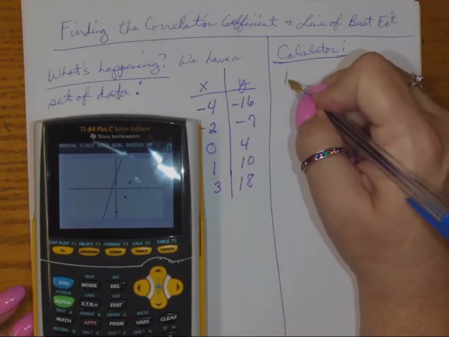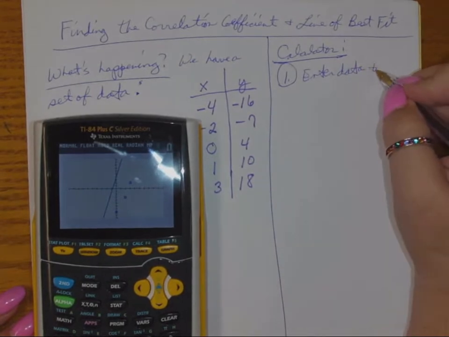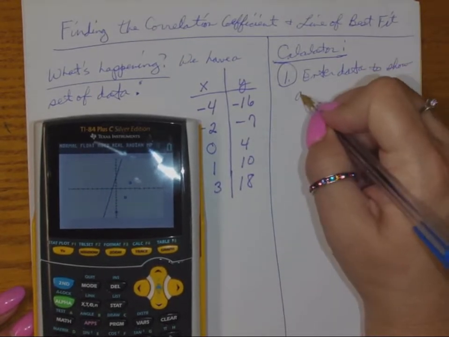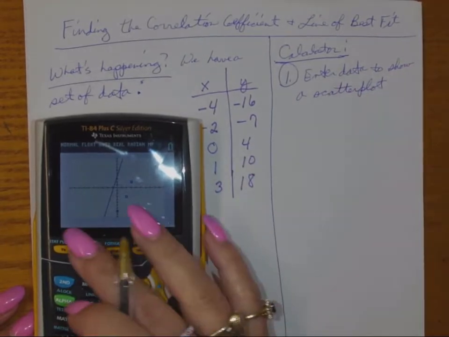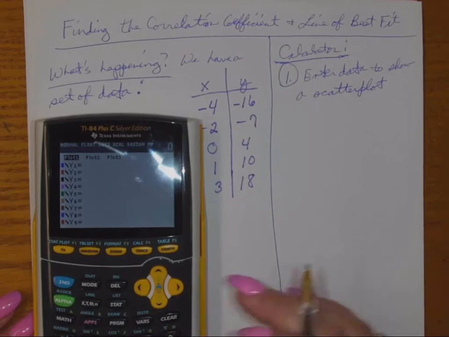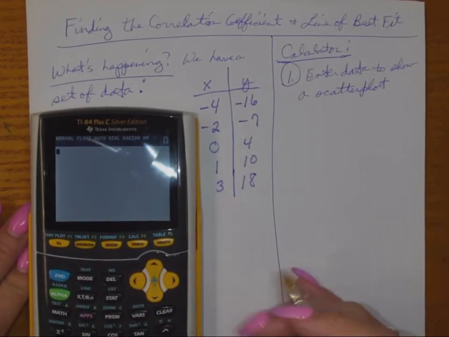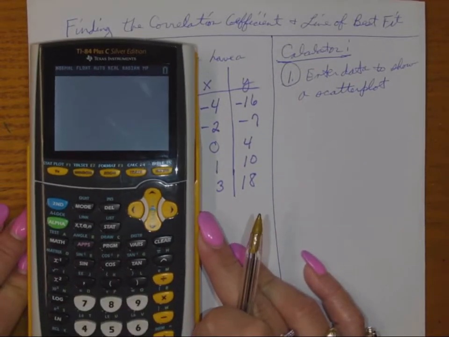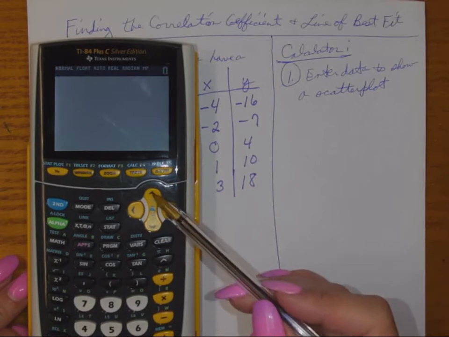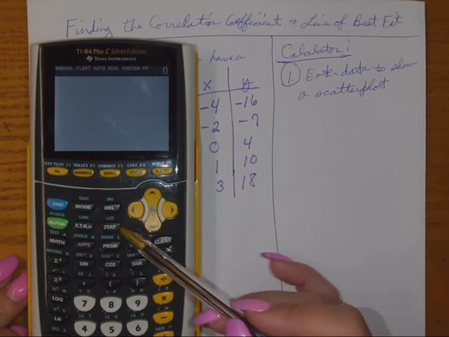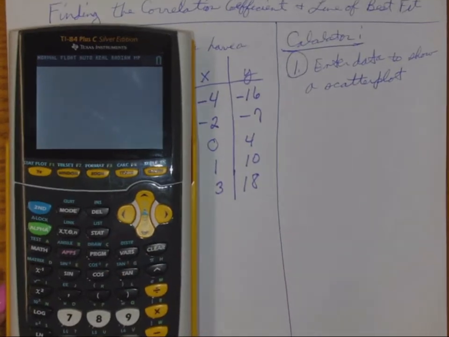So number one, we want to enter our data to show a scatter plot, because we've got to have the scatter plot before we can decide what it needs to look like, right? So I'm going to delete that. All right, so here's how we go. First thing you're going to do is locate your statistics button. I'm going to stick it right here. Hopefully we can see it. On a TI-83, 84, that kind of stuff, you have these up, down, side to side buttons, and the stat button, statistics, zoom just a tiny bit.